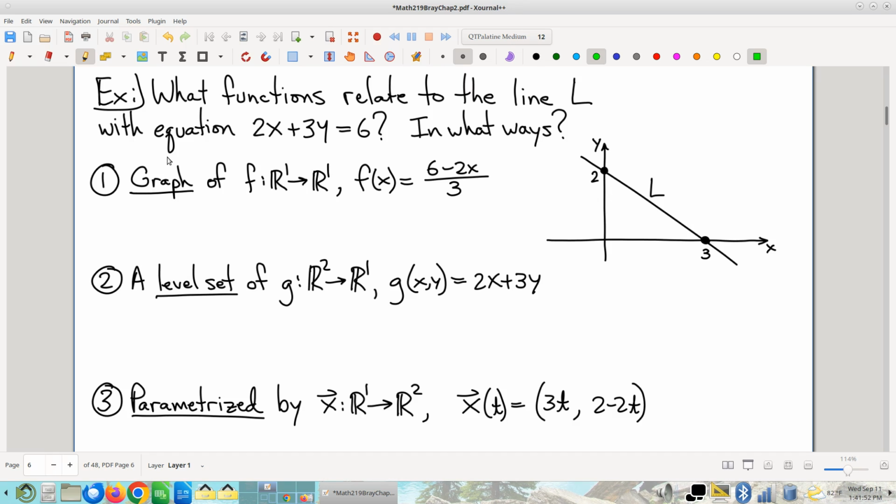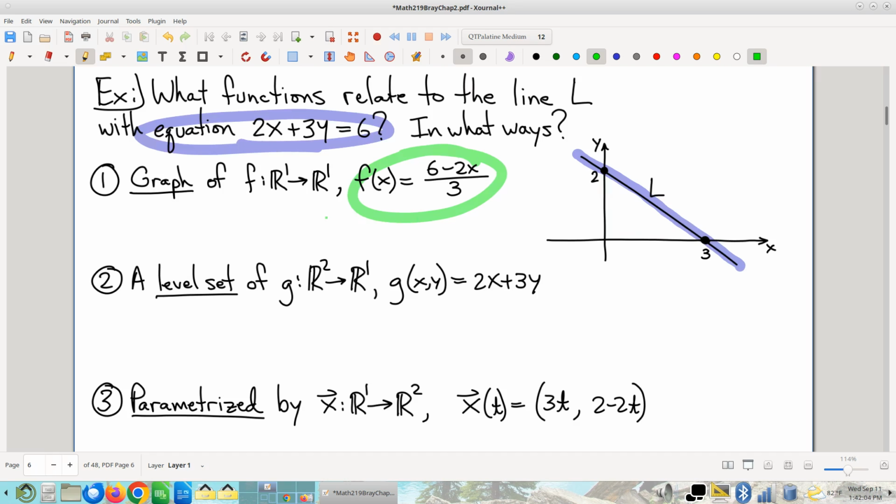So, in particular, I claim that that line, this one line, just to be clear, that line with that equation, on the one hand, it's the graph of that function. On the other hand, it's a level set of that function. On the other hand, it's parameterized by that function. There's three completely different functions. Not only are they different formulas, which you notice right away, they don't even have the same domain and target. Right? These are really, really different functions. And yet they all describe that same line in their different ways.